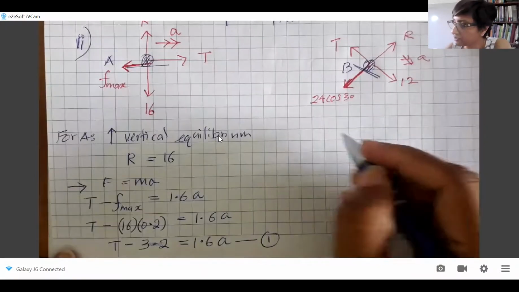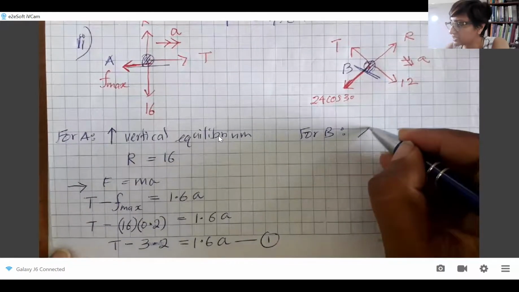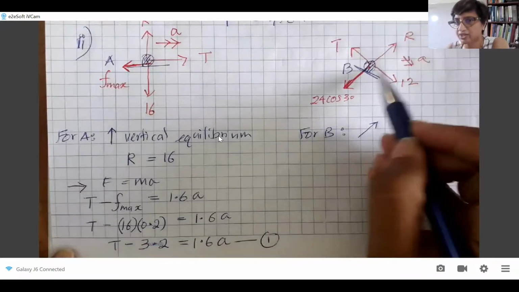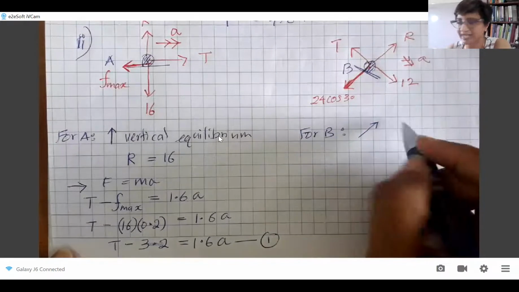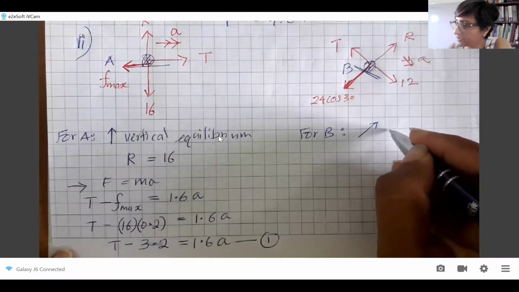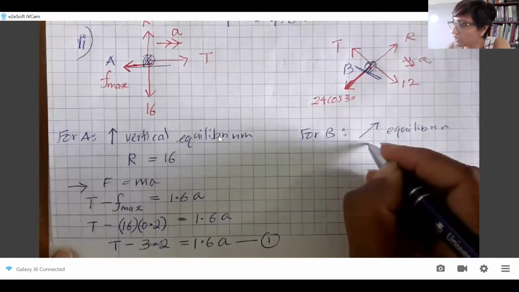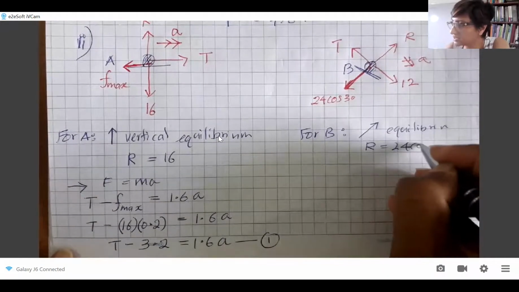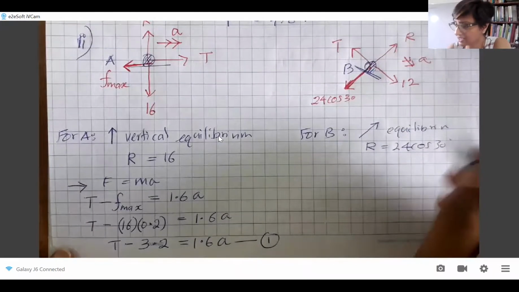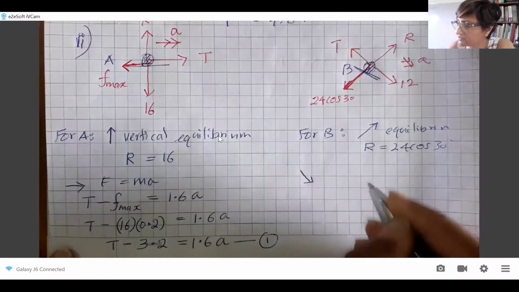I go to B. For B, you can consider equilibrium this way. You might not need it. We didn't do it earlier because there is no friction acting on B. We are not going to need R. But for the sake of completion, I will just apply it. That direction equilibrium would give you R is equal to 24 cos 30, whatever that is. We do not need that, I'm telling you. But let's keep it, right? Who knows, at some point, what if we need it, then we can just use it.